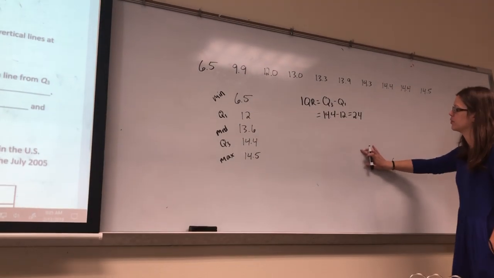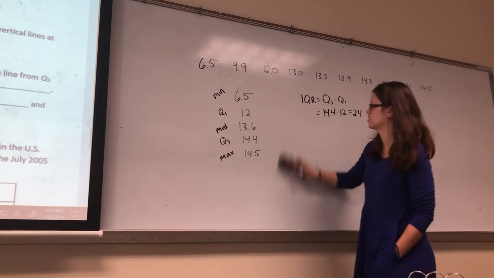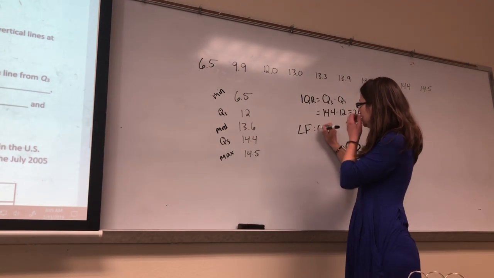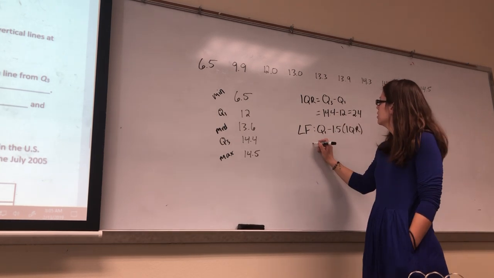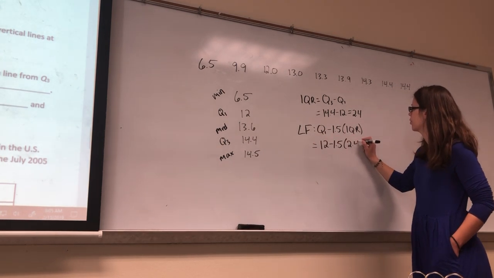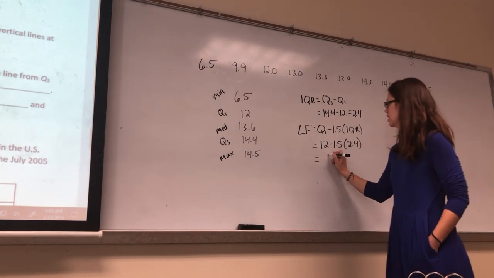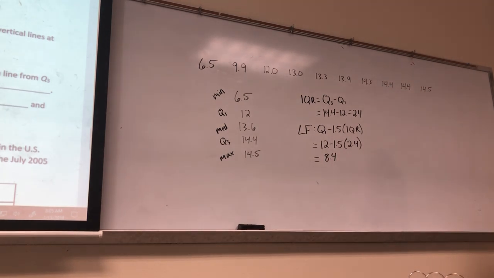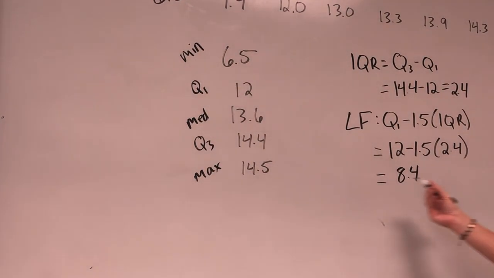And so once we have that value, we can go ahead and figure out what our fences are. We do the lower fence first. That's going to be Q1 minus 1.5 times your IQR. So 12 minus 1.5 times 2.4. 8.4 maybe? Double check. Alright, so there's our lower fence.